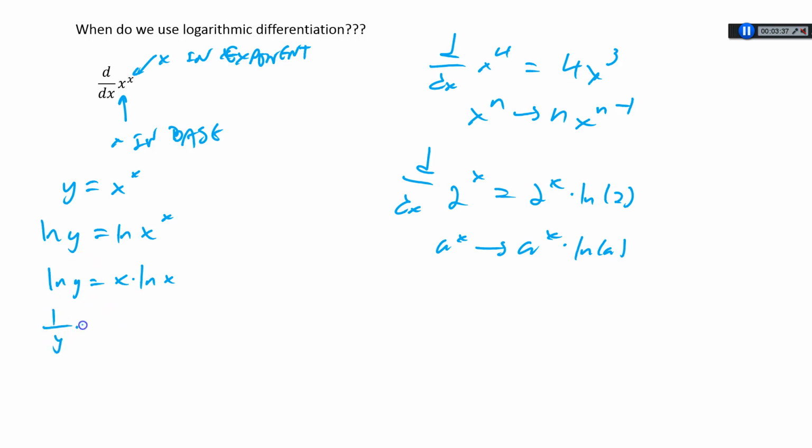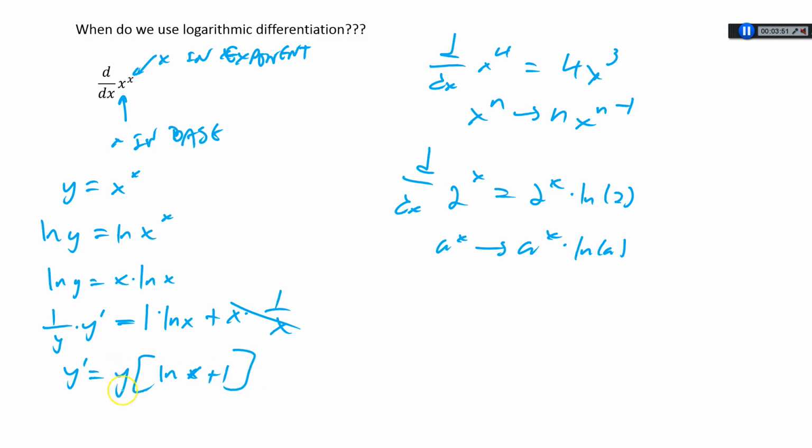So 1 over y times y prime, that's the derivative of the left side, equals 1 times ln x, that's the derivative of x, plus x times 1 over x. That's 1. That's nice. So we have y prime equal to y times ln x plus 1. Now this y is pesky. You don't want it there, but we have a formula for y.